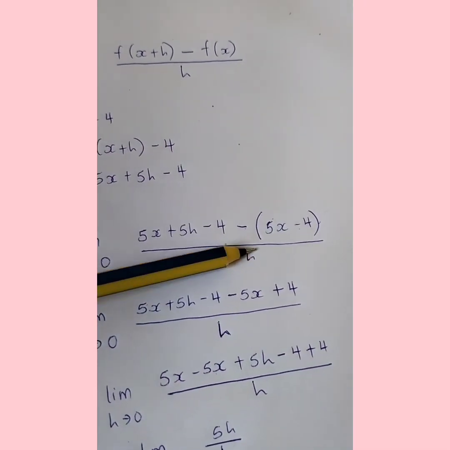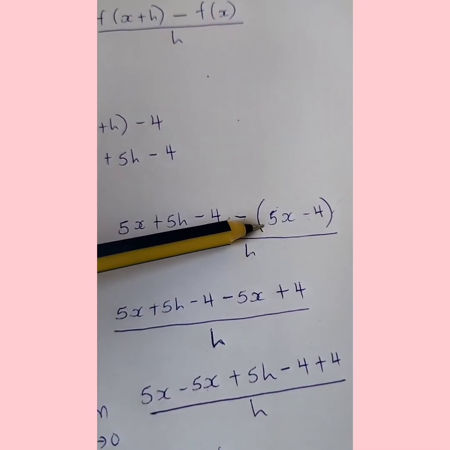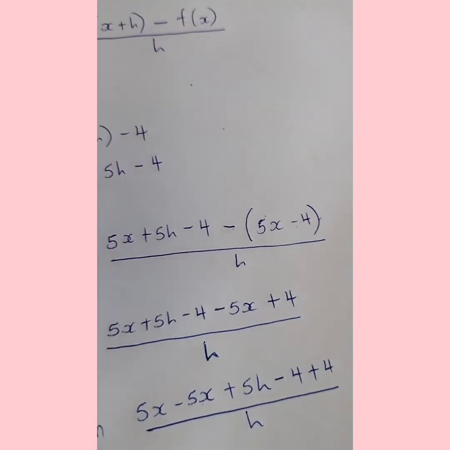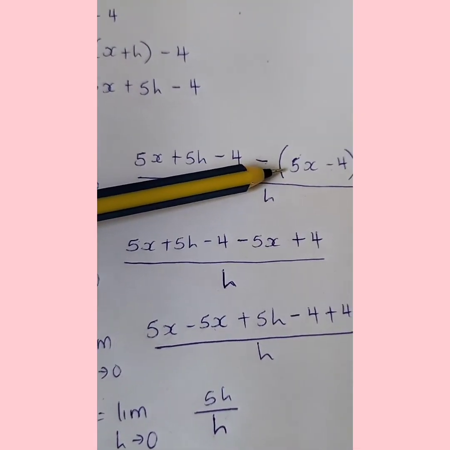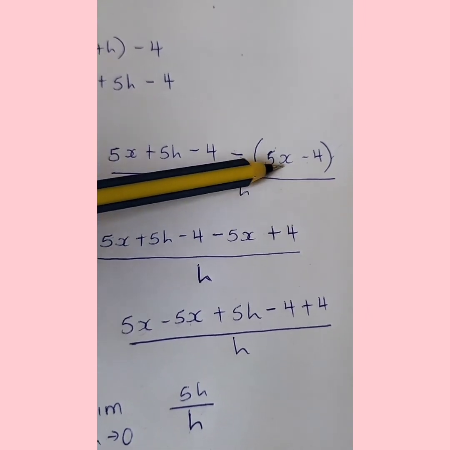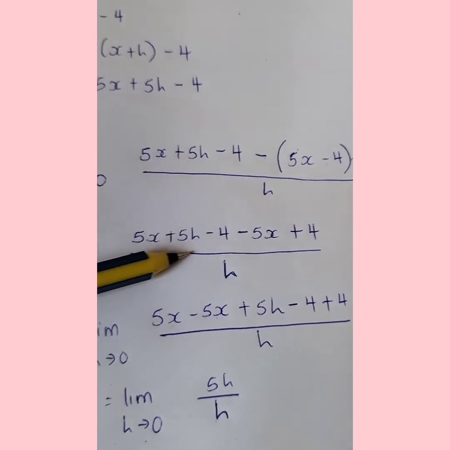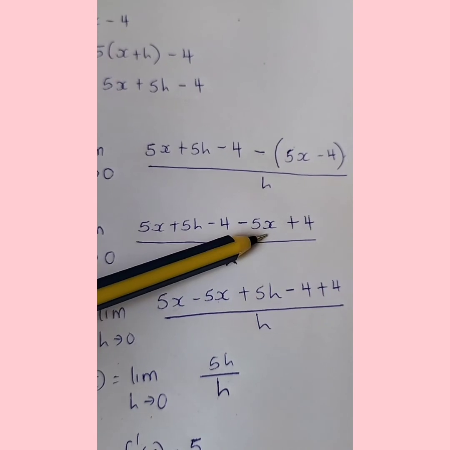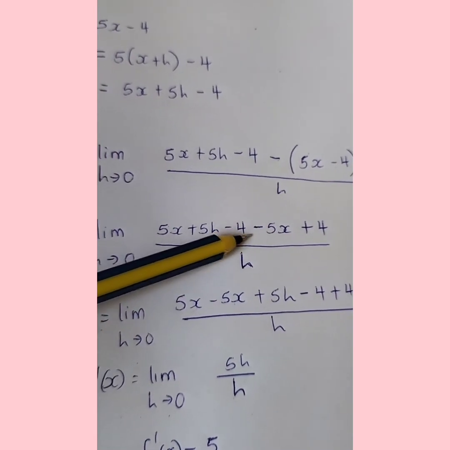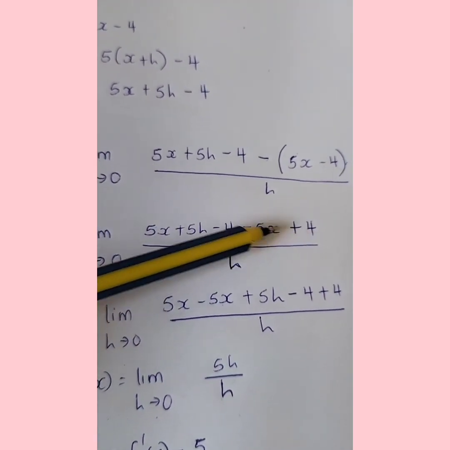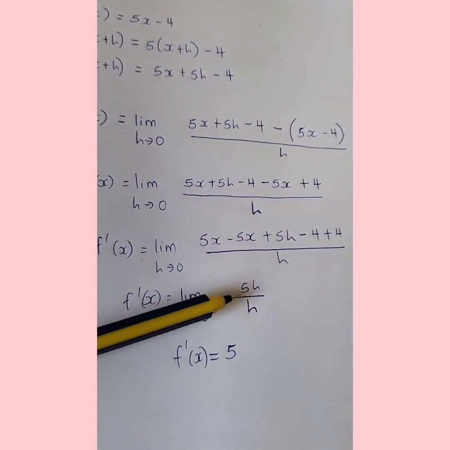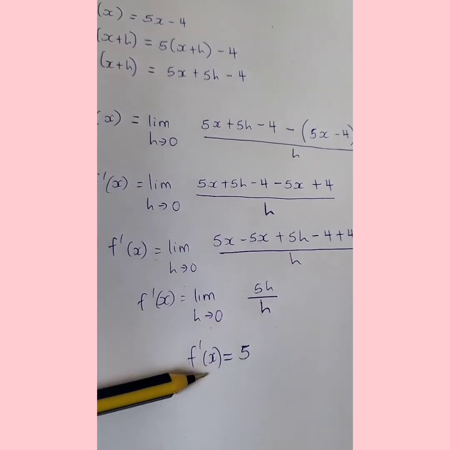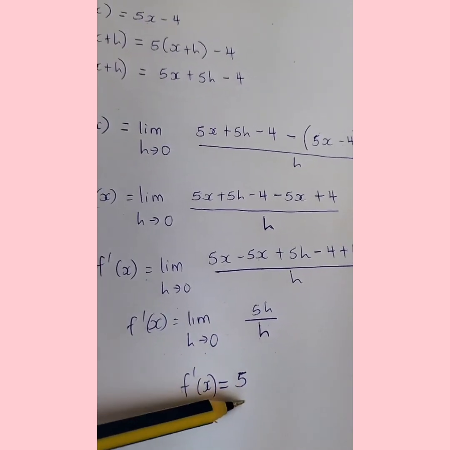When you subtract, don't forget to put the brackets, since it will affect some of the signs. When you put the bracket outside, negative times positive gives negative, and negative times negative gives positive. So 5x subtract 5x is 0. Negative 4 plus 4 is 0. You'll remain with 5h in the numerator. Then 5h over h, you'll get our derivative is 5.